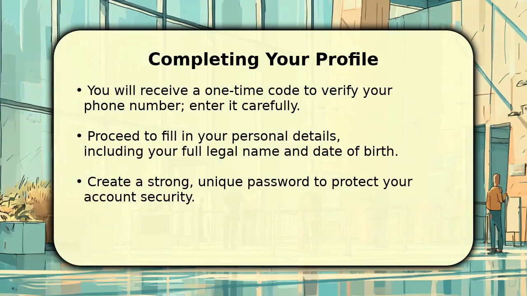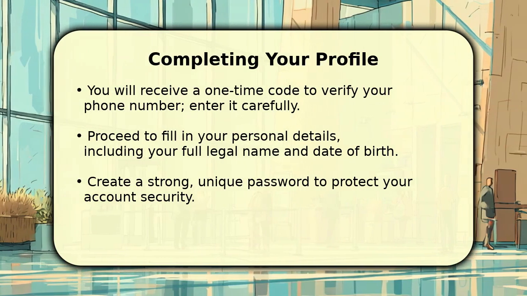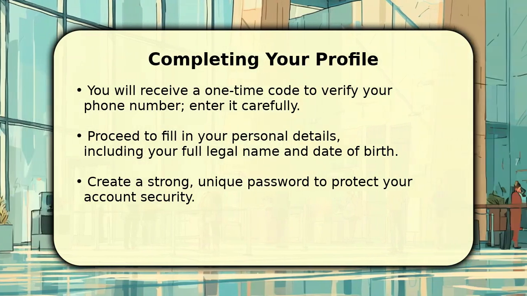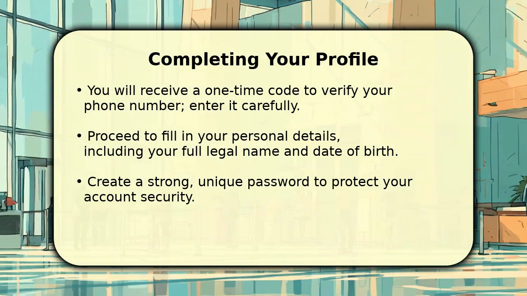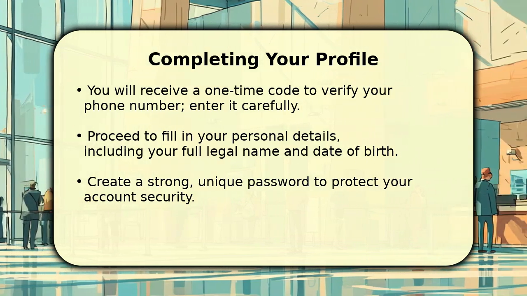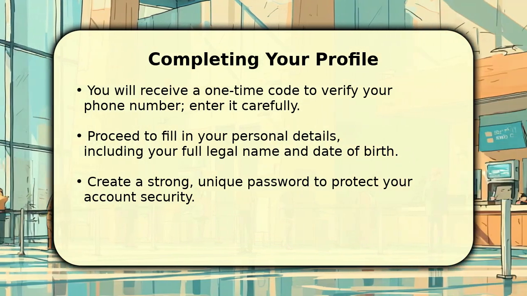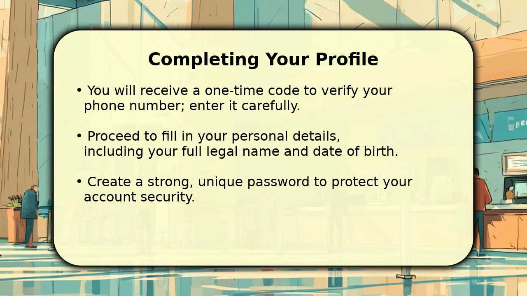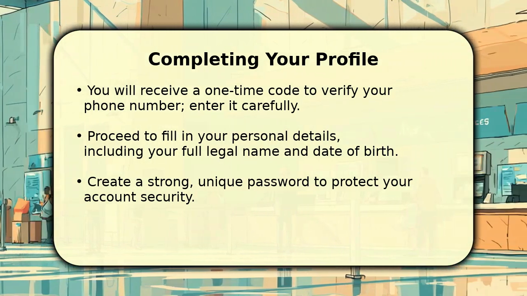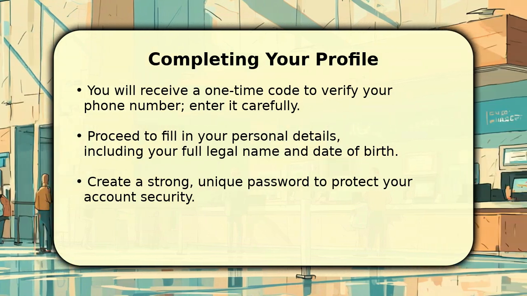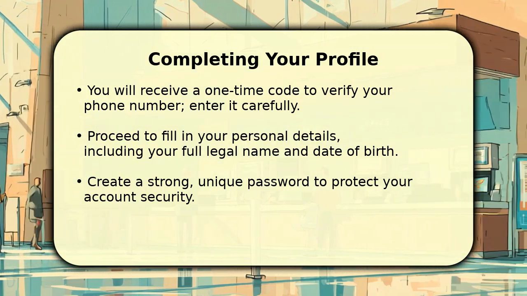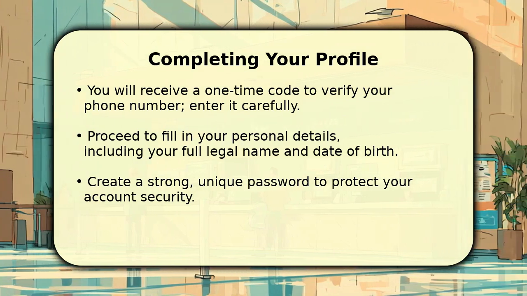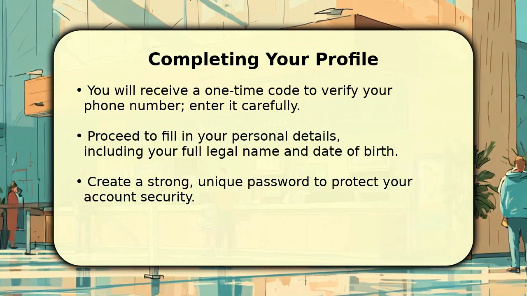After entering your phone number, you will receive a one-time verification code via SMS. Input this code accurately to confirm your number. Next, fill in your personal details, including your full legal name, date of birth, and physical address. Create a strong, unique password for your account, combining uppercase and lowercase letters, numbers, and symbols. Finally, check your email for a verification link from PayPal and click it promptly.